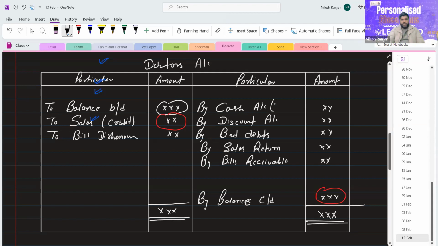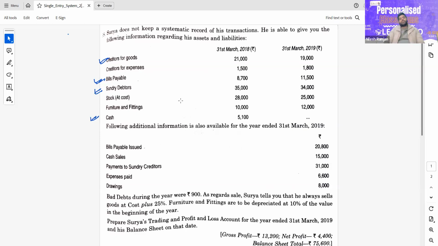This is cash, meaning cash received from debtors. This is bills receivable, meaning bills receivable received from debtors. So all this information is related to debtors. Now see this question here and find all the information given for the format. Only the first question, the first one.